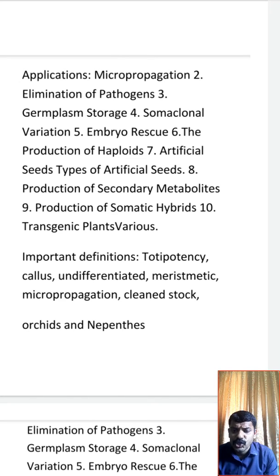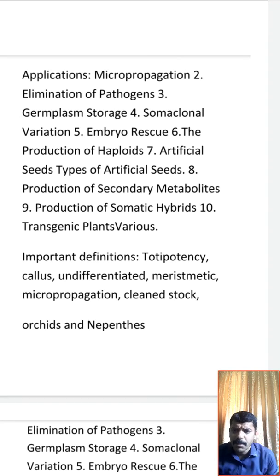So important definition, just we have seen totipotency, callus. Now two more definitions we will see. Undifferentiated, that is, there is no differentiation in the organ or the tissue in the cell. That is callus. Already we discussed about it. What is meristematic tissue? The tissues which are rapidly dividing, rapidly growing, and generally very fresh, generally free from viruses, and generally present at the tip of the growing organ is called meristematic tissue.